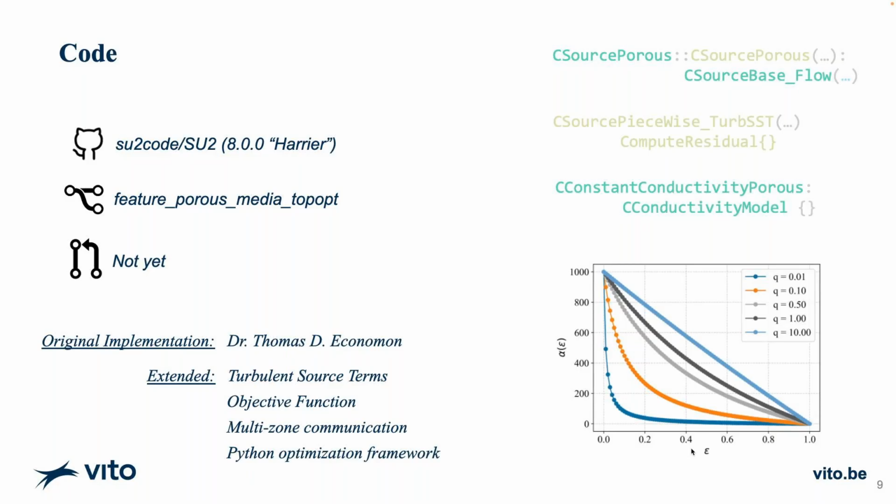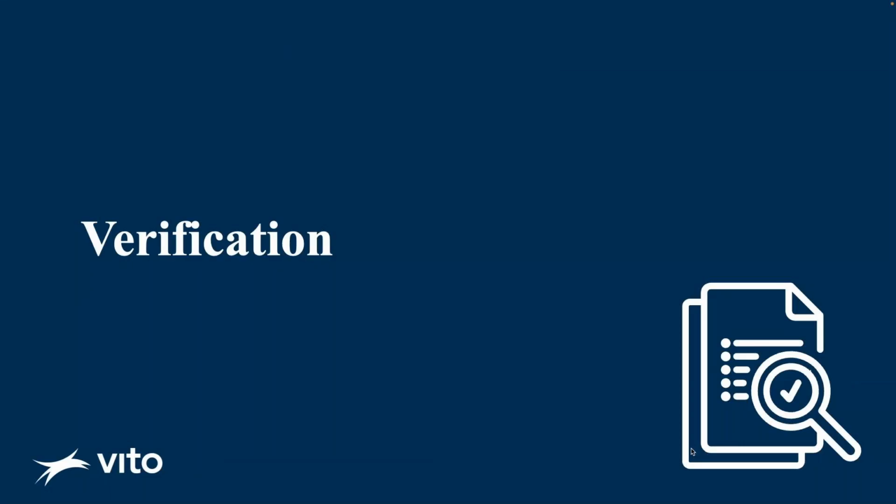And just to highlight what is happening in this alpha term, we are controlling this with a tuning parameter called Q. This is what the user can control from the config file in order to determine how stiffly you want to control or penalize your solid. So with this, we can move on to the verification.